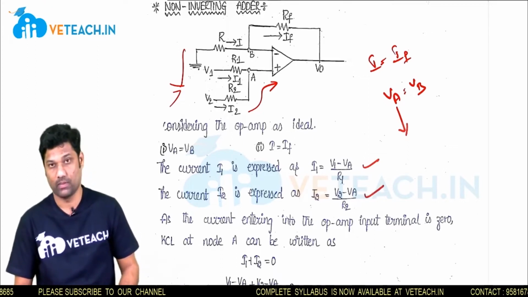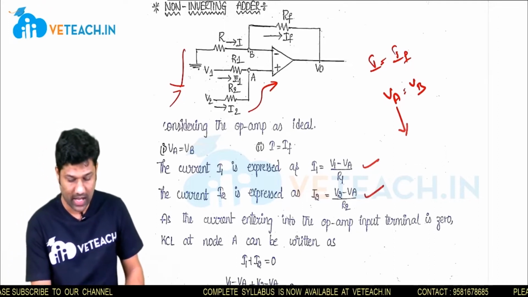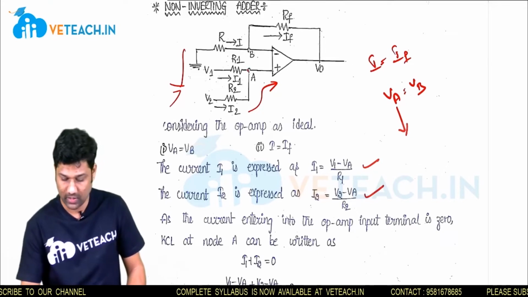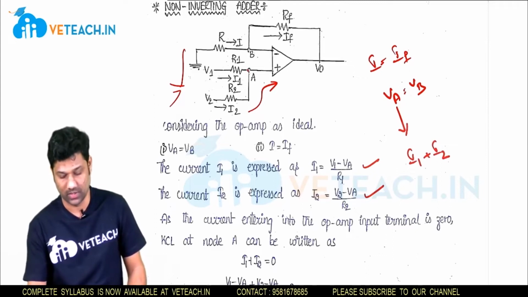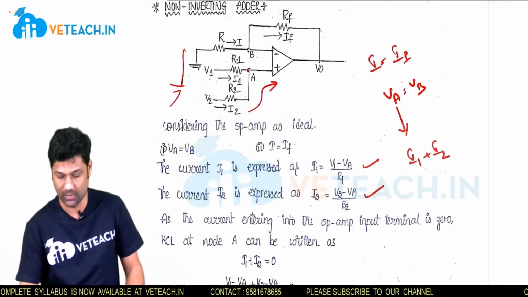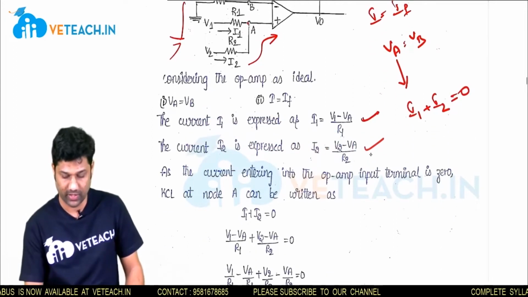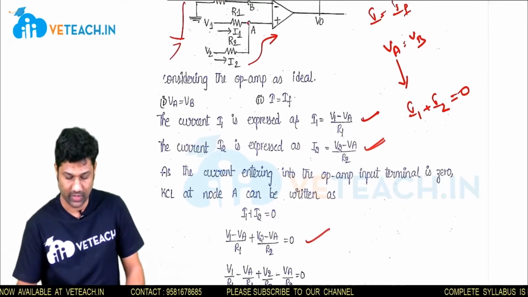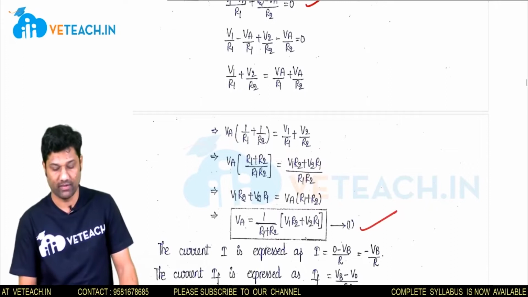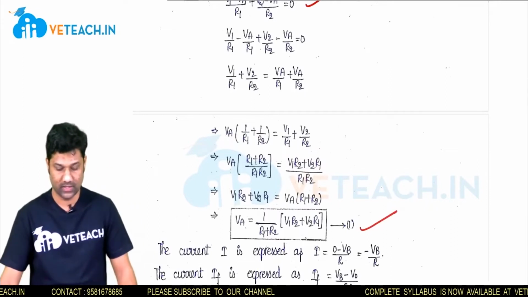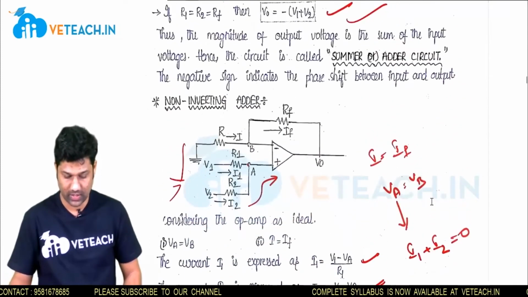According to ideal op-amp characteristics, the current entering the input terminals of the op-amp is 0. That means I1 and I2 coming at A combine with each other, I1 plus I2, and enter the op-amp input terminal. As these two currents are entering the op-amp input terminal, we can take I1 plus I2 equal to 0. Substituting the derived expressions of I1 and I2 and solving, we get VA equal to 1 by R1 plus R2 into V1 R2 plus V2 R2.